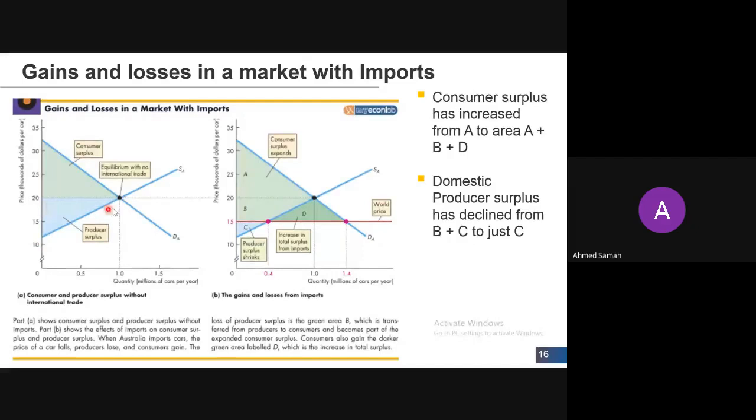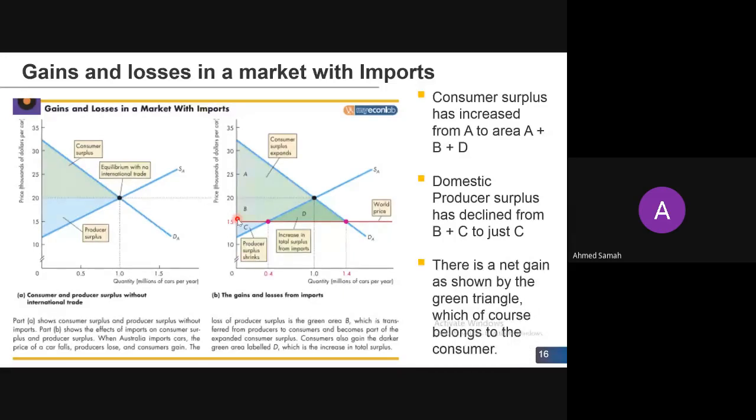Looking at this blue triangle on the board, the producer surplus has decreased to this small area. So a part of the previous producer surplus has been transferred to the consumer surplus. But still, there is a net gain in total surplus, represented by this green triangle labeled T. So the overall surplus of the economy has increased, and the welfare of the overall economy is better off because of imports.